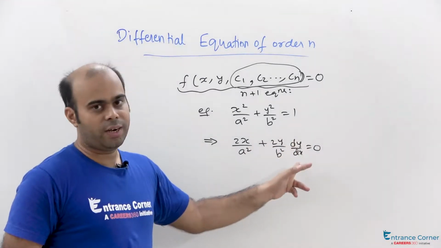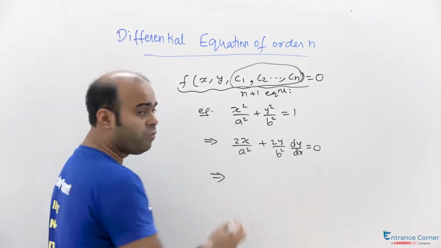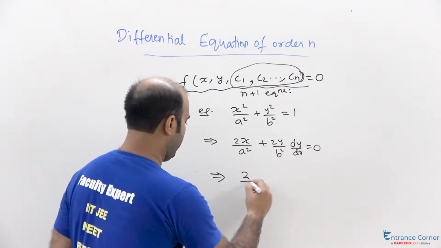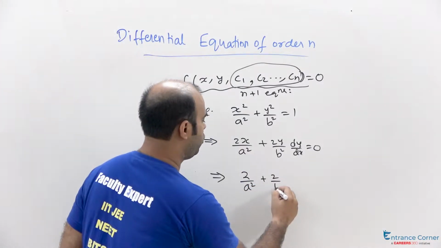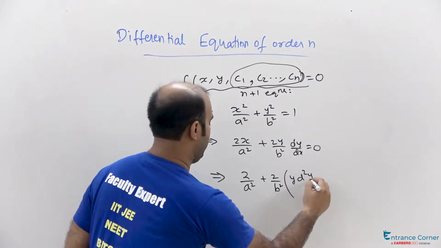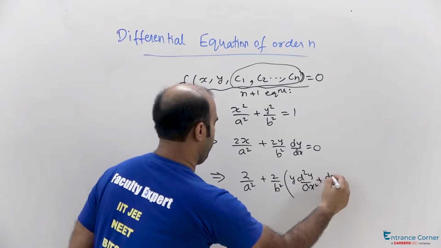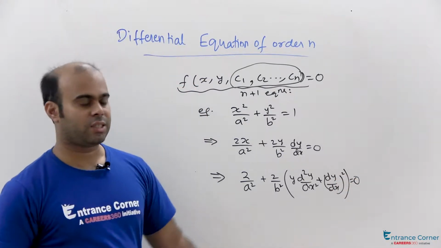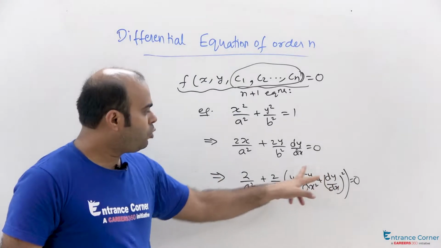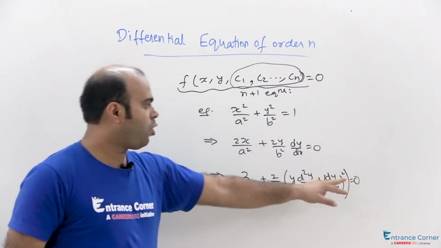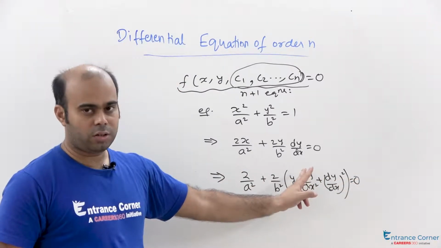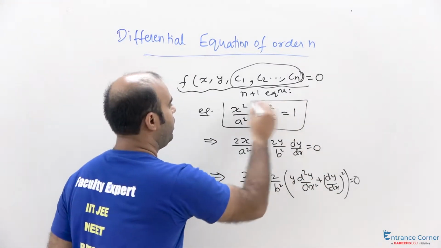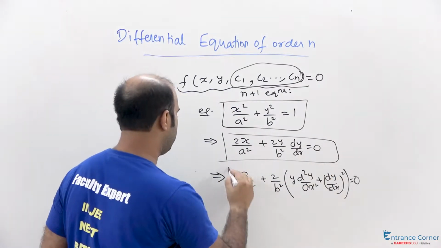It comprises the derivative of y with respect to x. Now we need one more equation, so we will differentiate it further and we will get 2 by a square plus 2 by b square times y d2y by dx square plus dy by dx whole square, where we apply the product rule. Basically now this equation is of order 2, with the double derivative of y, and we see that now we have three equations, 1, 2 and 3.